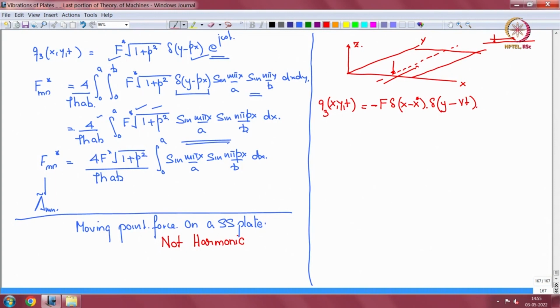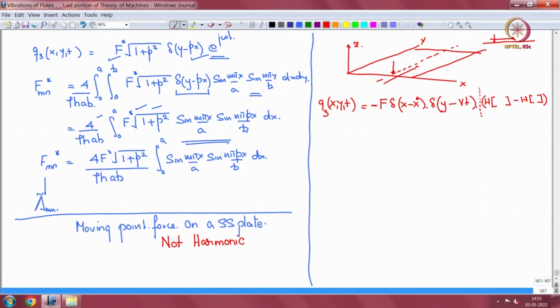So I have to restrict it actually on the plate. I have to put a Heaviside function that restricts it from y0 to yb. Notionally it has to be there. That means it's valid as long as the force remains on the beam, on the plate, sorry.